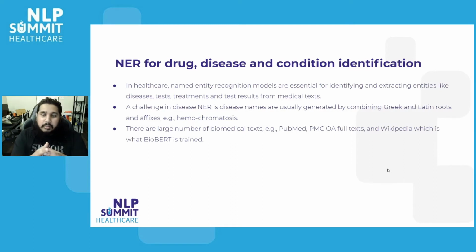There are a large number of medical texts like PubMed, PMC, OA full text, and even Wikipedia, which is what BioBERT is trained on. We will look at what BioBERT is in the upcoming slides. You can also use any other type of medical data for named entity recognition, like electronic health records, to using social media like Twitter data to analyze user messages to detect and manage public health events.